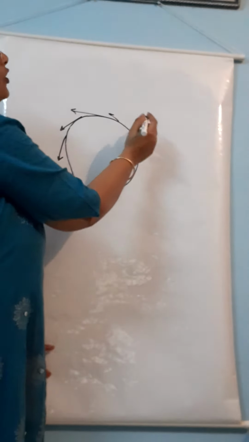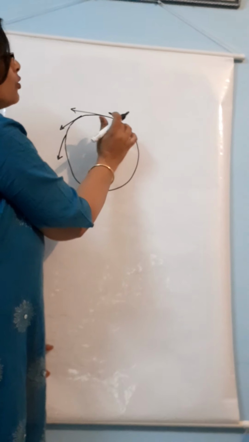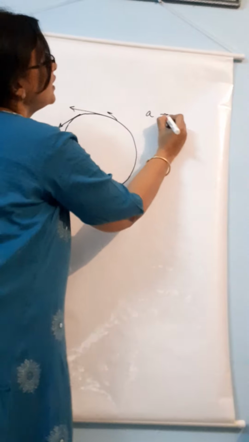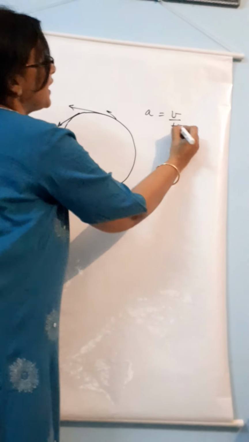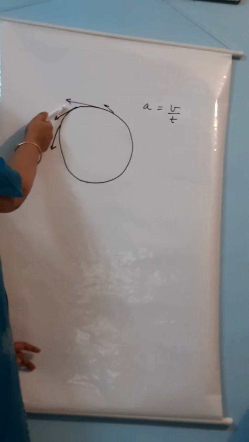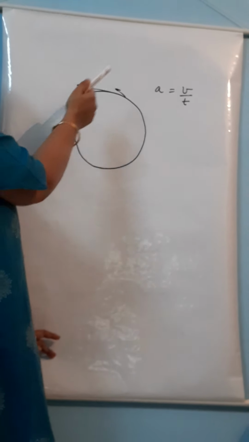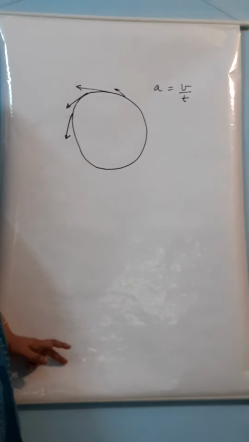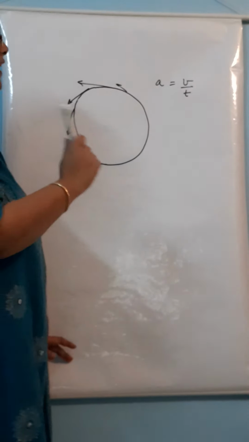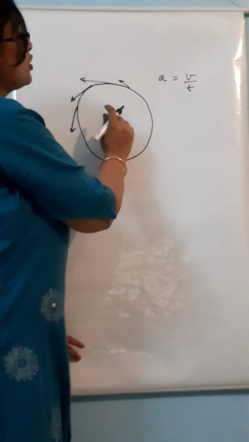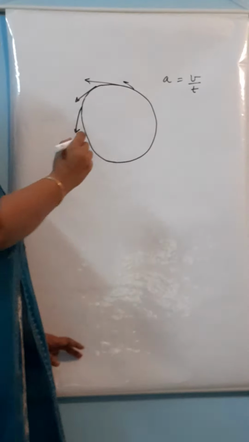And what we know is that acceleration is change in velocity upon time. So if velocity is changing continuously, and we have learned acceleration is velocity change upon time, then if the magnitude of the velocity is the same but the direction is changing, that means the velocity is changing, and hence it is an example of accelerated motion. We can take the example of a watch or a clock also. The hands of a clock are also an example of accelerated motion.